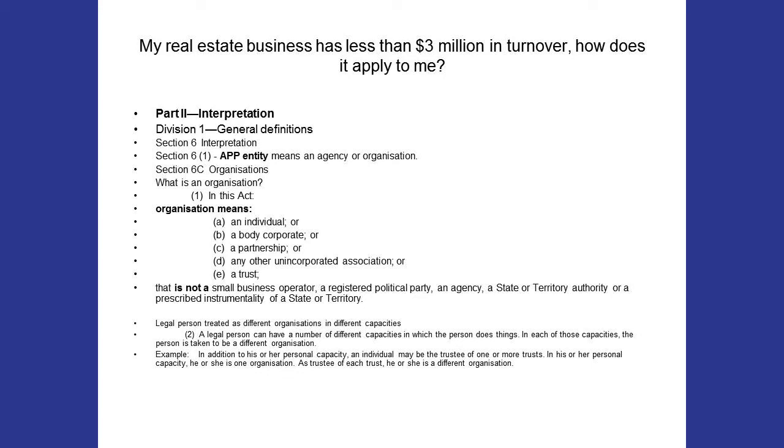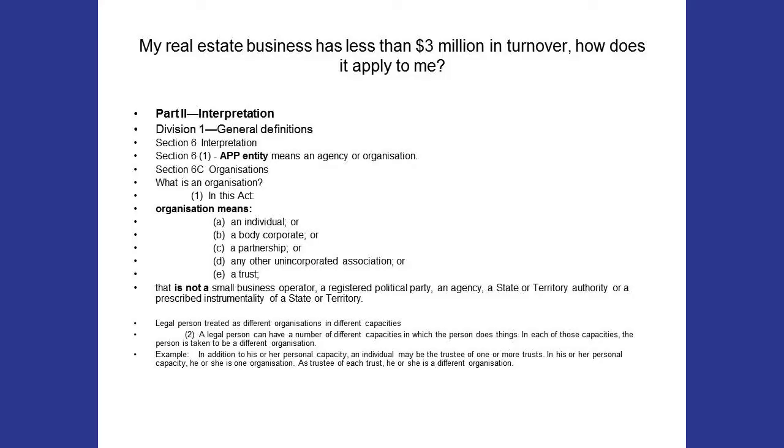So you can see that an organisation is quite broad. It can be an individual or body corporate. So, you know, they're alive to the idea that people might try and create separate entities or artificial entities to try and get around their obligations. So you can see it's fairly broad. It's pretty difficult to escape that. Also, it provides that legal people can be treated as different organisations in different capacities. So you might be a director of a company, or a trustee of a trust. They're aware that your obligations, regardless of your relationship, can still come under the Act.